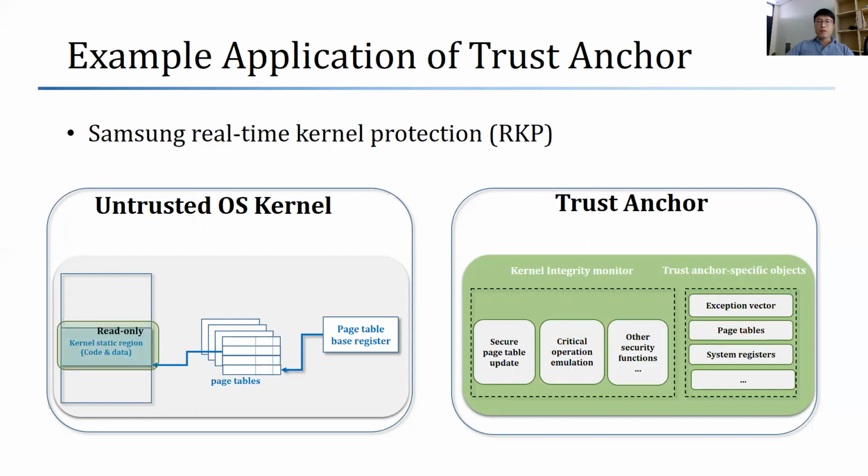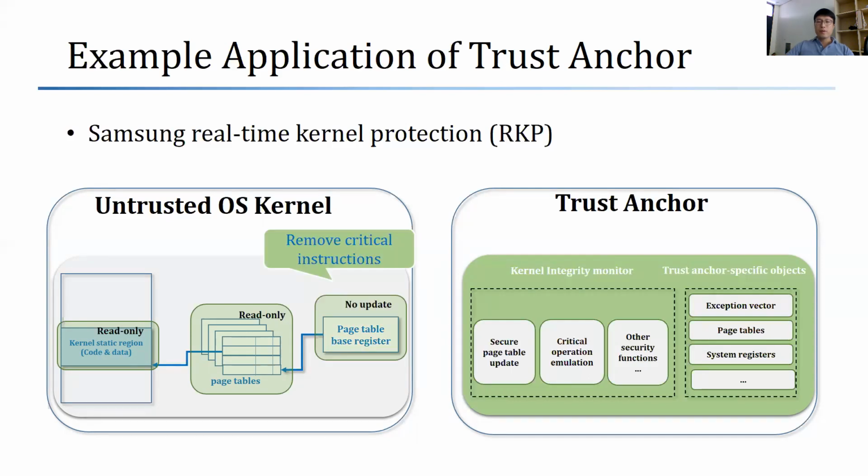Let's look at how kernel integrity is protected by the trust anchor. For the protection of OS integrity, the static region is set to read-only by setting the page tables. Then, to prevent the attacker from manipulating the page tables, for example, making the static region writable, the memory that contains the page tables is set to read-only as well. The attacker can create a malicious page table that maps the kernel with writable permission and try to update the page table base register to remap the kernel.